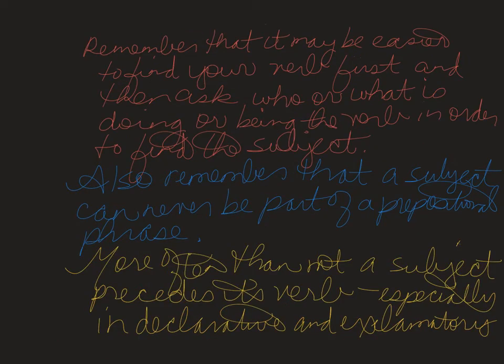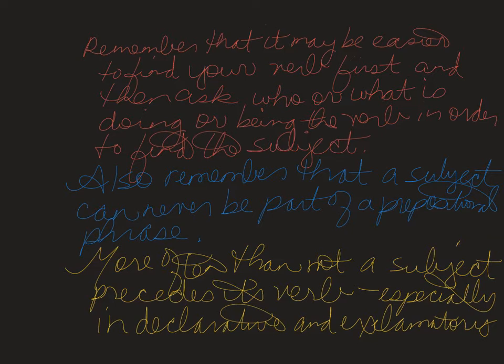Remember that it might be easier to find your verb first and then ask who or what is doing or being the verb, the action of the verb or being the verb, in order to find your subject. And this is because in an average sentence you have a lot more nouns and pronouns that could function as a subject as you do have a word that looks like a verb that shows action or state of being in a given sentence. You're going to have a lot more things that could look like subjects. So find your verb first if you can, okay?